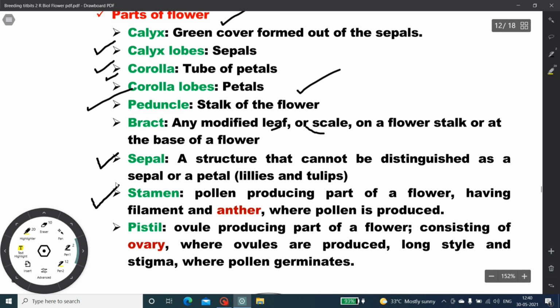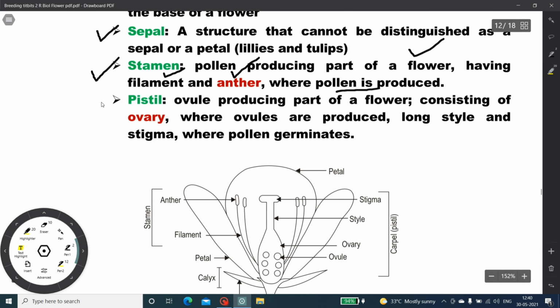The stamen is nothing but the androecium. This stamen is the pollen-producing part of the flower, having a filament and anther where pollen is produced on maturity or during anthesis. And the pistil is nothing but the gynoecium, the female reproductive organ, the ovule-producing part of the flower, consisting of the ovary where ovules are produced, a long style, and the stigma where the pollen germinates immediately after pollination, which will lead to fertilization.